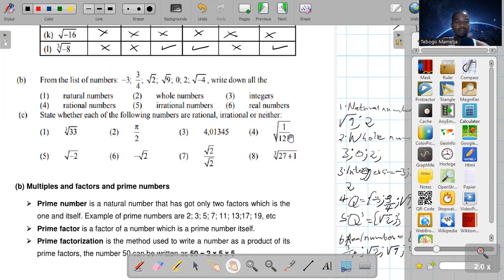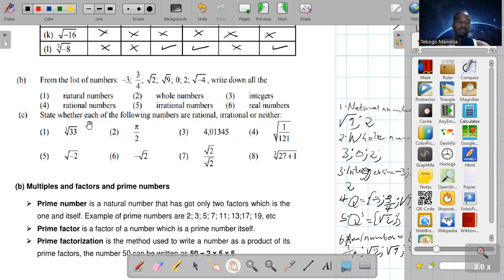State whether the following numbers are rational, irrational, or neither. So your answer is only going to be rational, irrational, or neither. So you can only have one answer there. So number one, that is the cube root of 33.